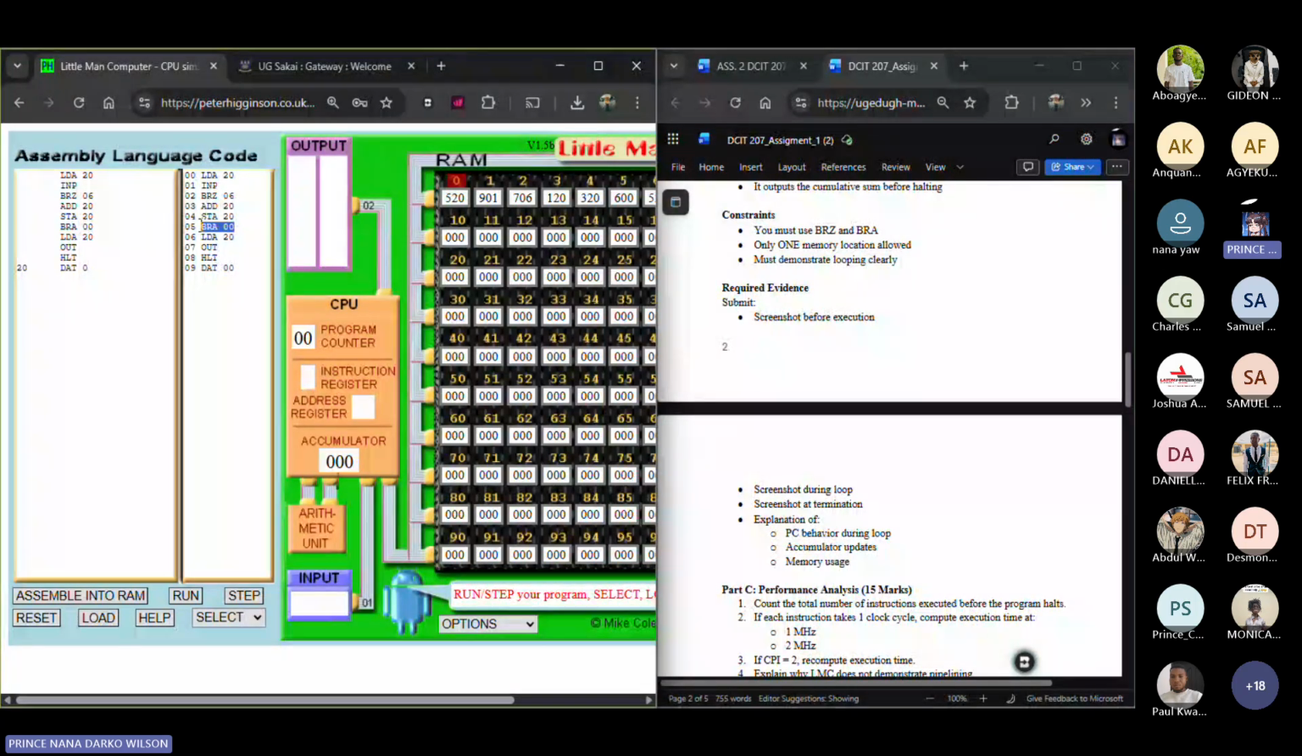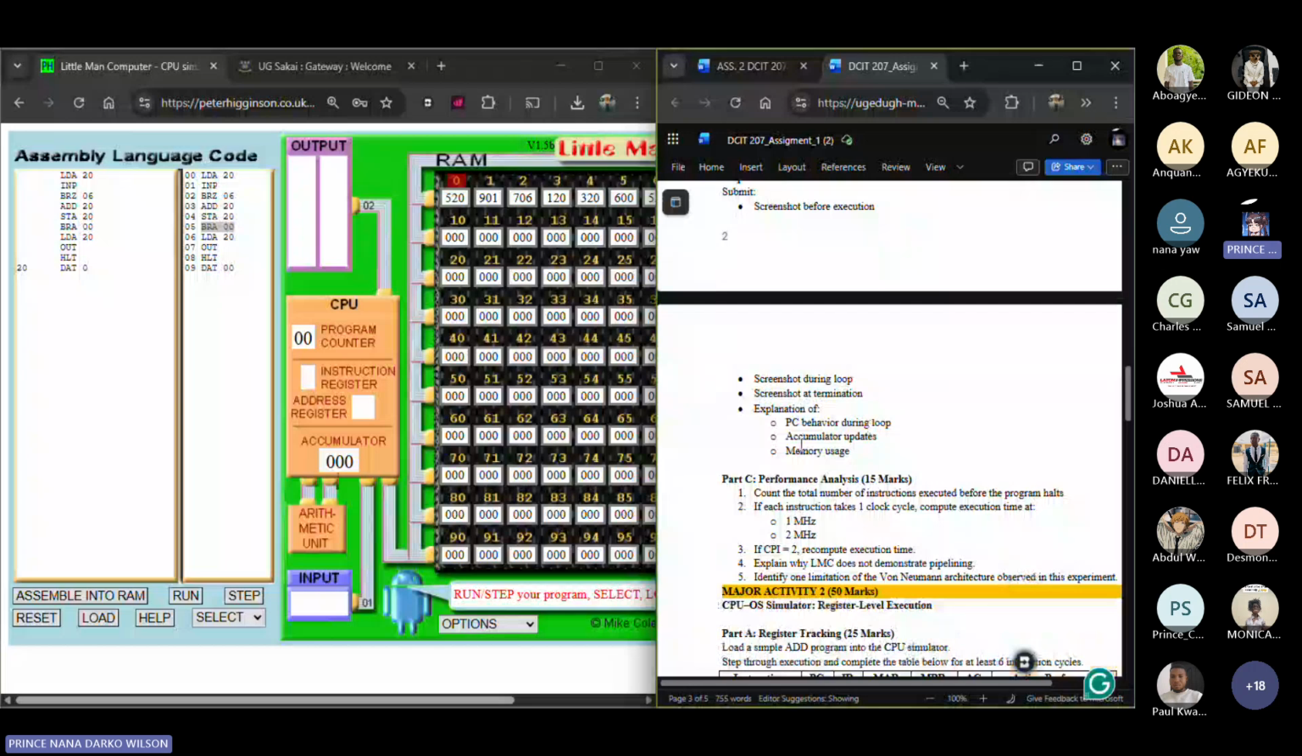To show that the loop was happening. And after you do that, it says after you have run the program all the way to the stop, after it halts, you show another screenshot at termination. Is that clear? And then after you show that screenshot, you give an explanation of how the program counter was behaving during the loop. So then your answer to that is going to be that during the loop, the program counter broke its sequence and then jumped, or it was overwritten and then it went to 00, and otherwise it moved sequentially. The accumulator, okay, let's just run the program and then you can tell.